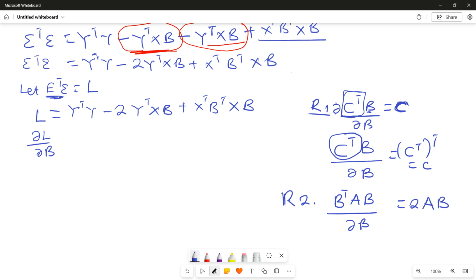So if I've got b transpose multiplied by Ab, and I want to get the derivative of this with respect to vector b, the answer will just be 2 multiplied by A multiplied by vector b. So we are just going to use these two rules to do our differentiation here.